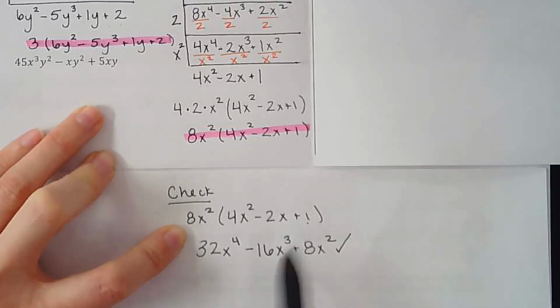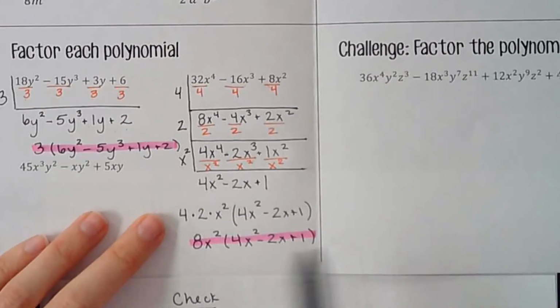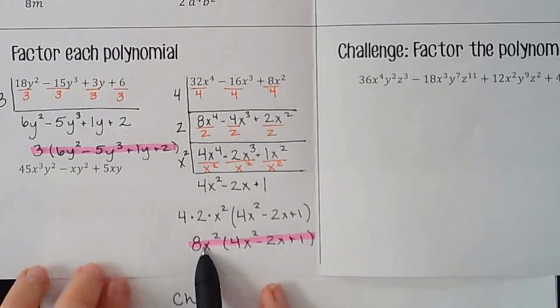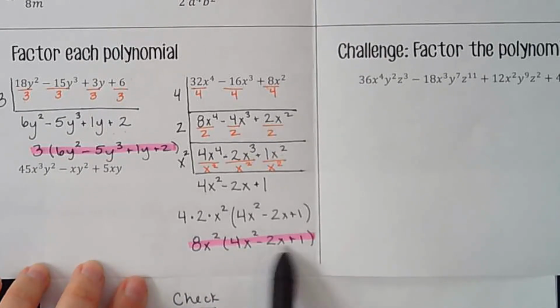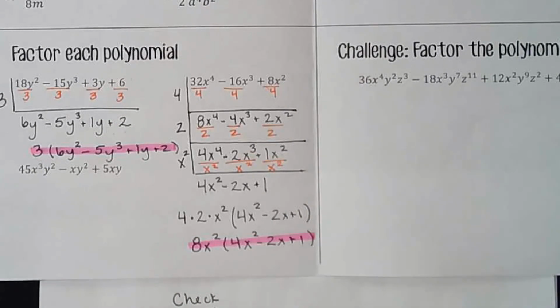This is the polynomial I started with. That was my problem. So that means I factored this correctly. 8x squared, if I multiply it into my trinomial, will give me this trinomial that we started with.